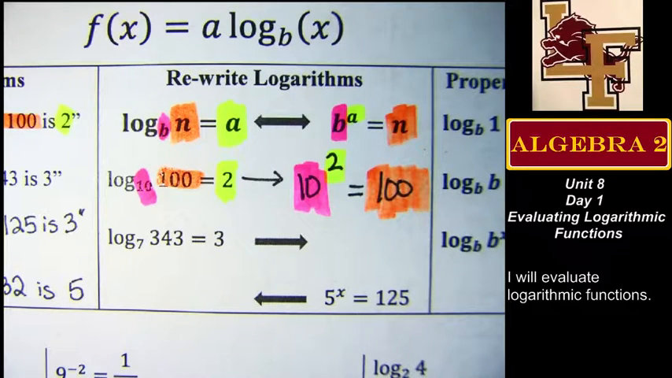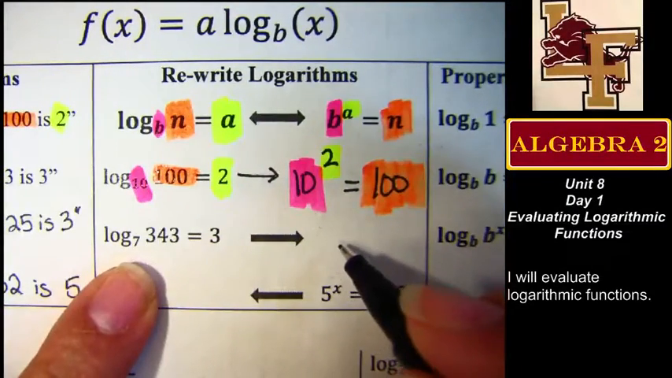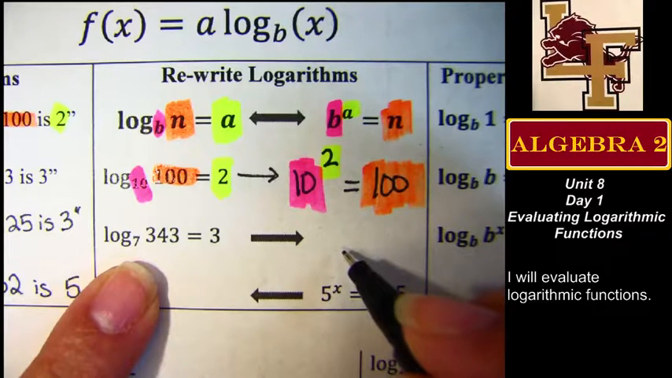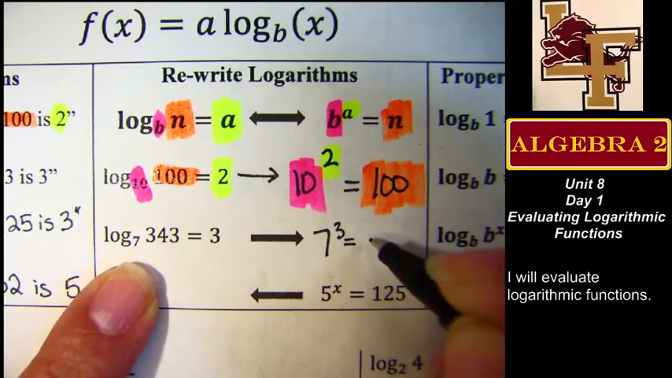Because 10 times 10 is 100. So 10 to the power of 2 is 100. Right. Oh, okay. All right, we're going to rewrite this one. What's the base? What's the exponent? What's the result? 343.